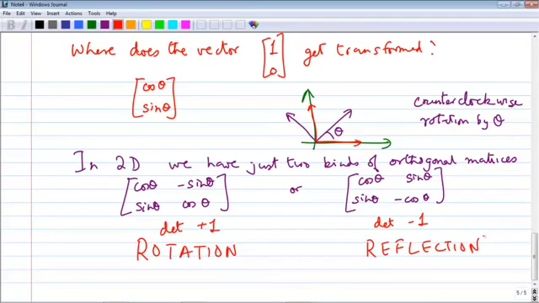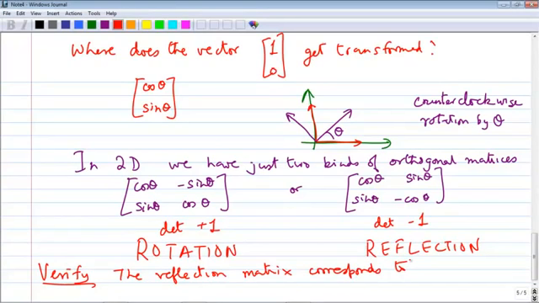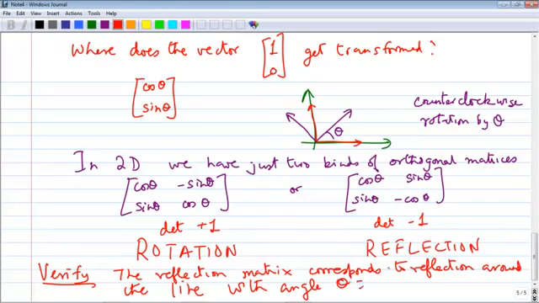Okay, I'm not going to derive this here, but you can verify that the reflection matrix here corresponds to reflection around the line with angle theta divided by 2. Okay, so now let's go to 3 dimensions.